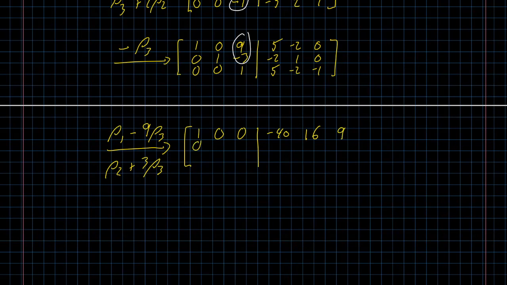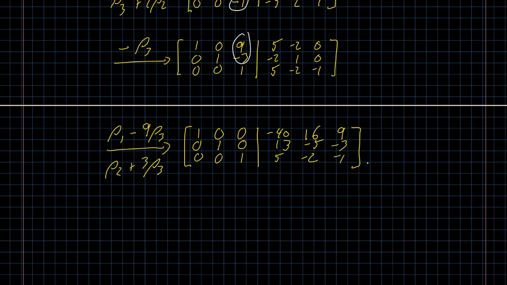Now we've got 0, 1, 0. 3 times 5 is 15, minus 2 is 13. 3 times negative 2 is -6, plus 1 is -5, and then we've got -3, and then the last row stays the same. 0, 0, 1, 5, -2, -1.